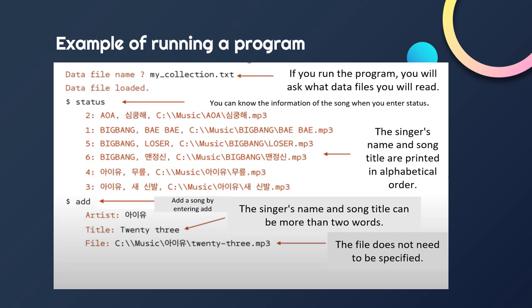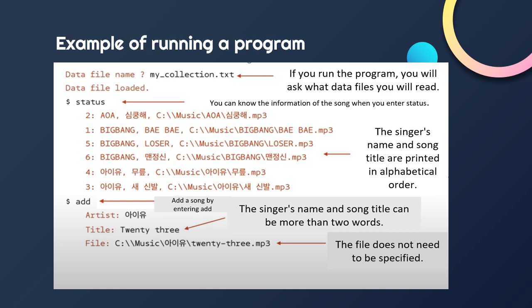The prompt comes out, and you can see the information of the songs when you enter the status command. In the My Collection text file, many singers' names, song titles and paths are input. This index counts first, second, third, like that, in alphabet order A, B, and Korean, with title and path.